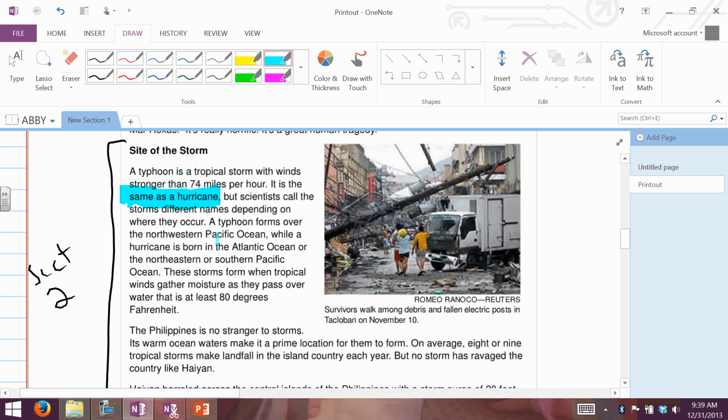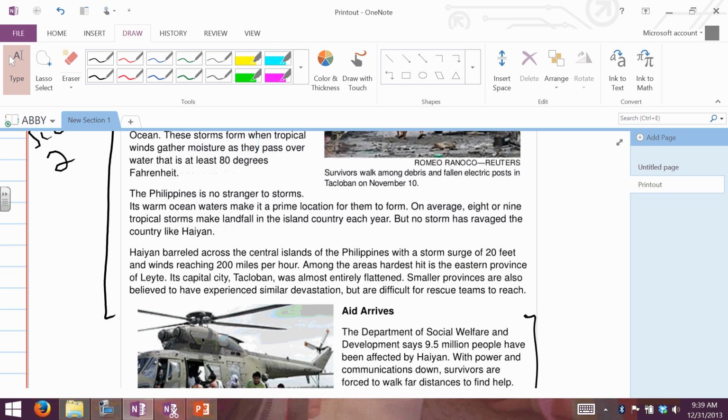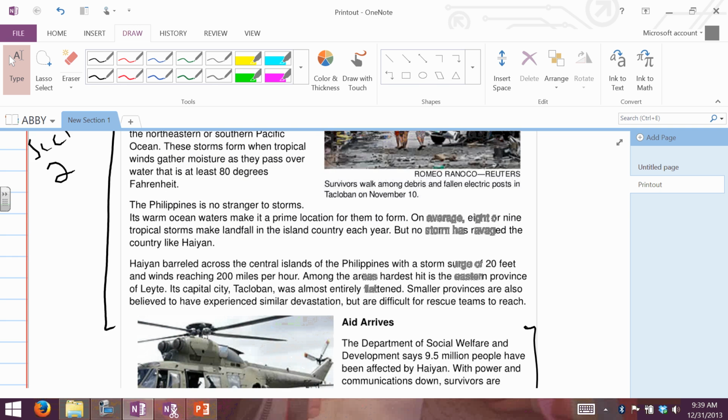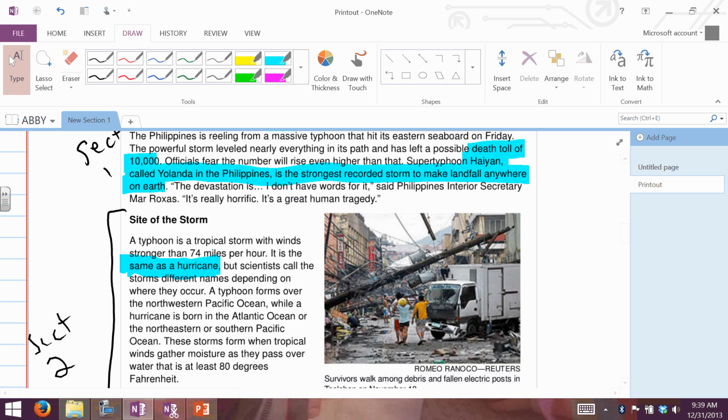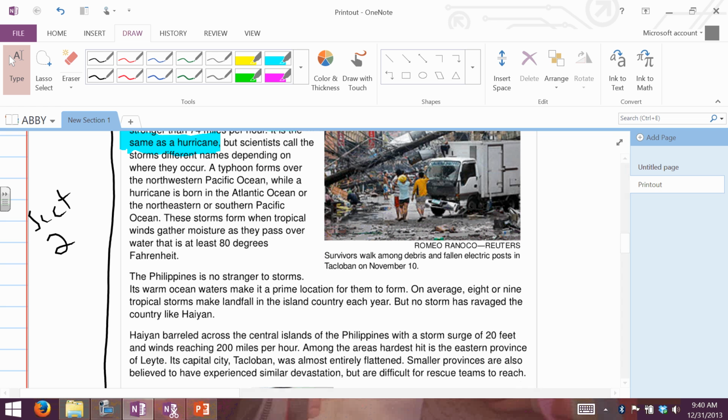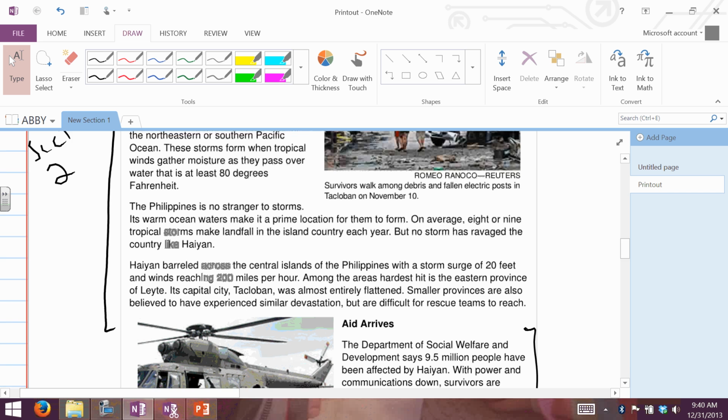Where they form is less significant. Storms form over tropical winds, gather moisture. Again, that's oddly specific. Doesn't so much go with our story of the news story. It's more just facts. Now, facts are important, but it's not facts about the story. Those are just facts that build with the story. So we want to maybe ignore those for now.